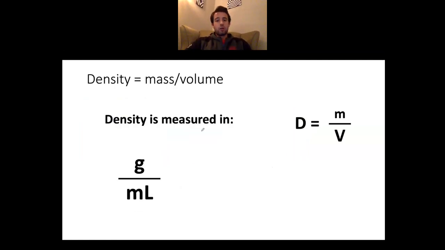Cool. Density is measured as D equals M divided by V. The units are grams per milliliter, or sometimes we might write it as grams per centimeter cubed if we're using centimeter cubed as our volume.